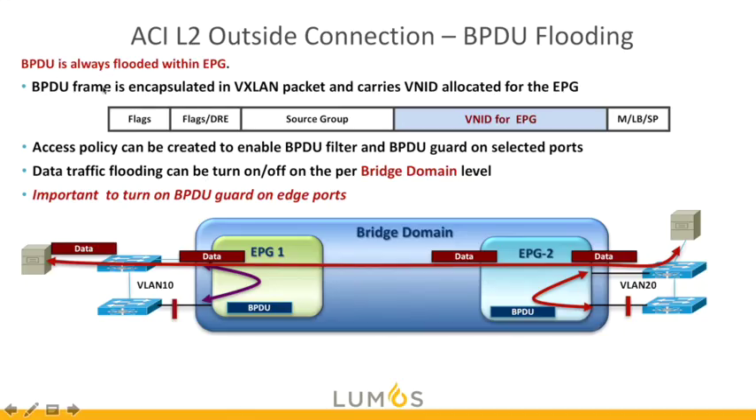So a BPDU is always flooded within an EPG. An access policy can be created to enable BPDU filter and BPDU guard on selected ports. Data traffic flooding can be turned on and off on a per bridge domain level. If you're extending your layer 2 out, you're typically going to want to turn on layer 2 flooding, rather than do the directed broadcast and so forth. So it's important to turn on BPDU guard on the edge ports.